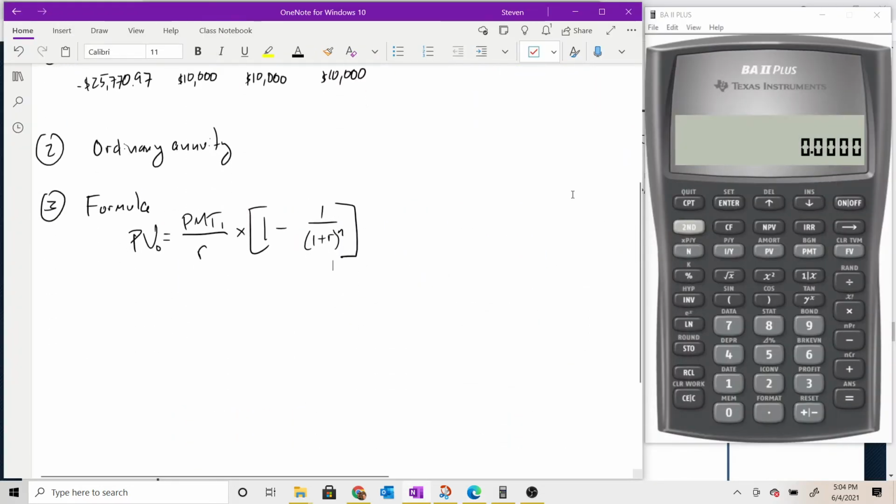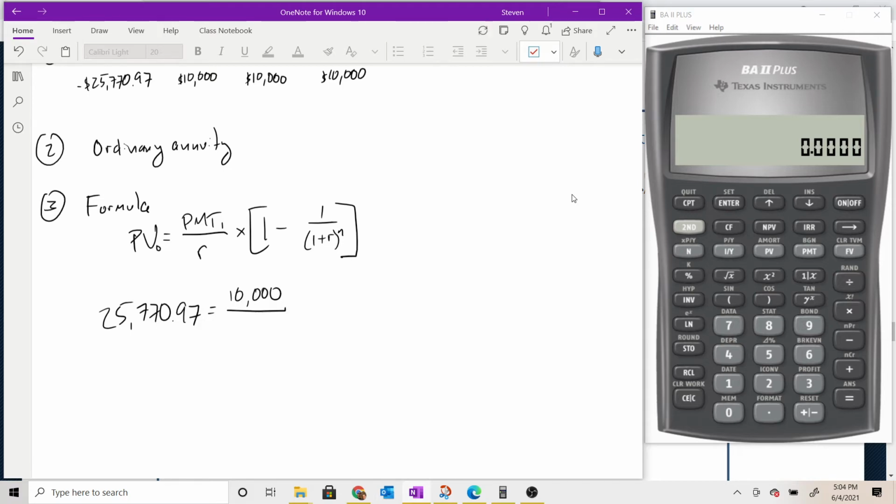All right, let's plug in what we have here, and we're going to find something kind of interesting. We know the present value, that's $25,770.97. That's equal to the payment of $10,000 divided by the interest rate, which we don't know, so I'm just going to use the variable r, times the quantity 1 minus 1 over 1 plus r raised to the n, where n is the number of payments or the number of compounding periods. In this example, that is 3.